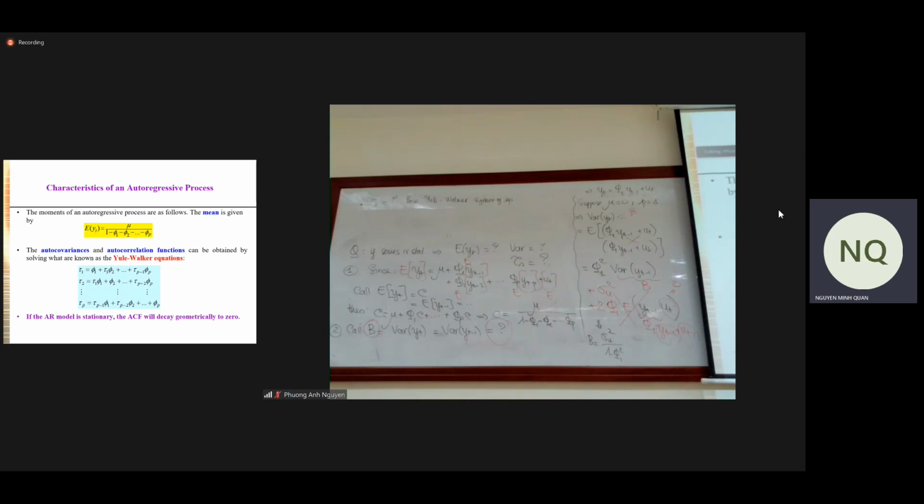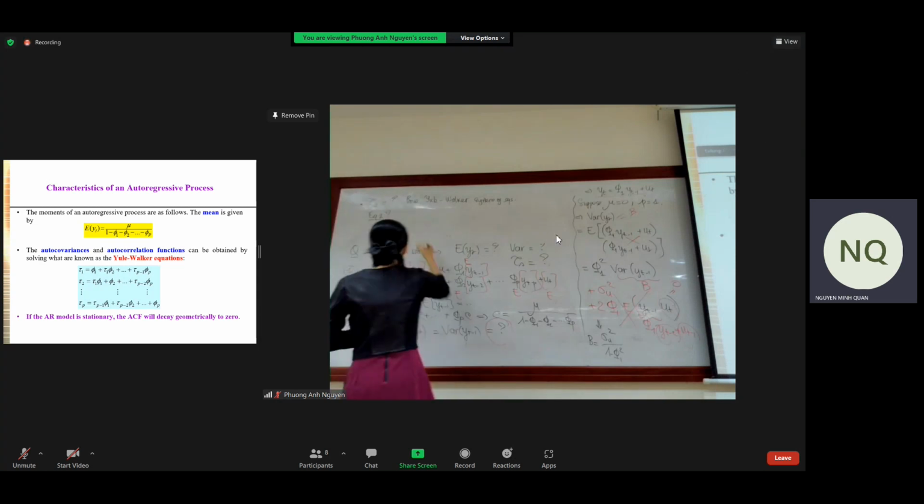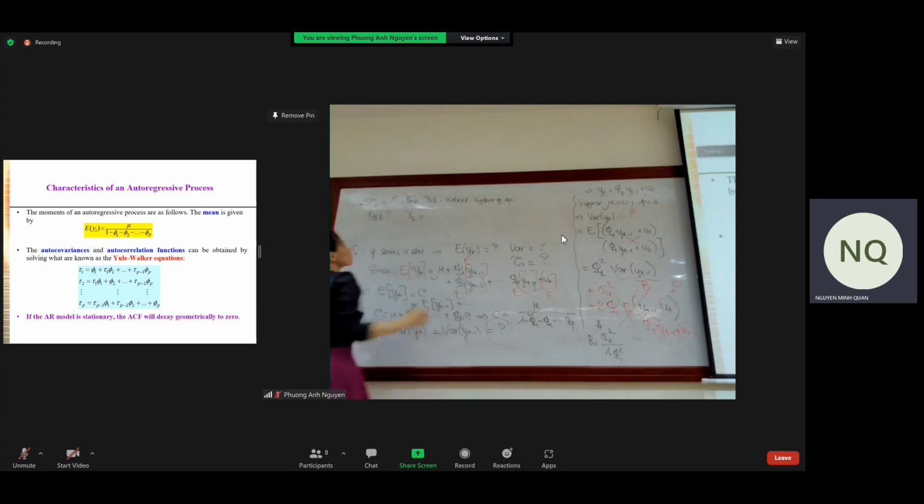Okay, so let's prove the first equation, equation 1. Tau 1 is obtained from gamma 1, so we start with gamma 1. Yes, autocorrelation.